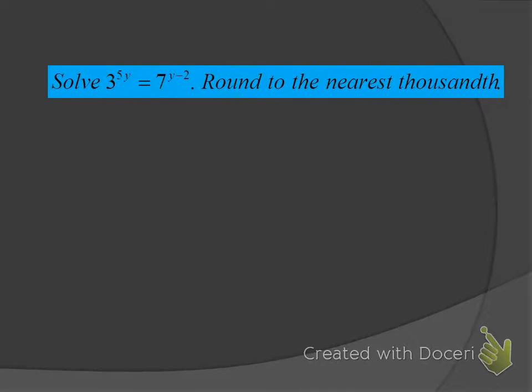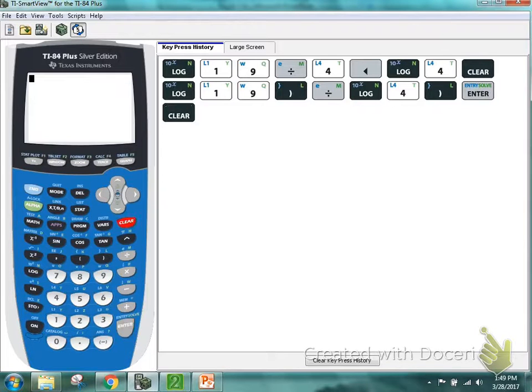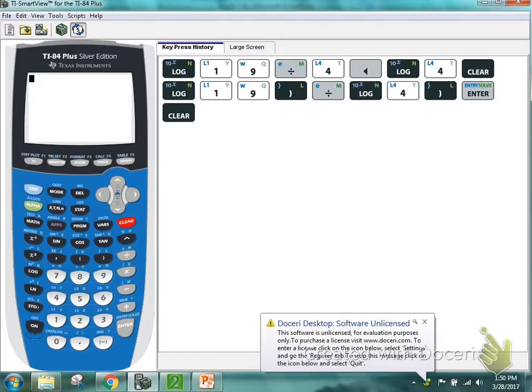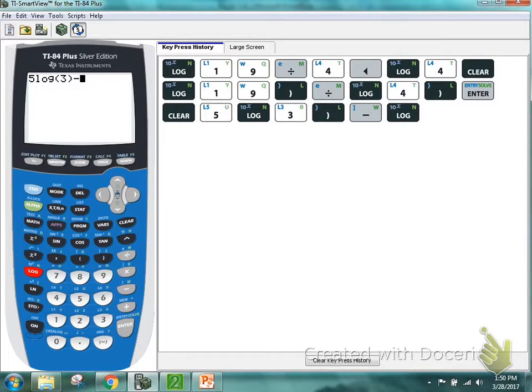All right, now, for your calculator with this one, as you get better and learn how this works, I can see you being able to figure out how to put the whole thing in. Don't do it yet. Do your denominator first: 5 log 3, close, minus log 7, close. Enter.